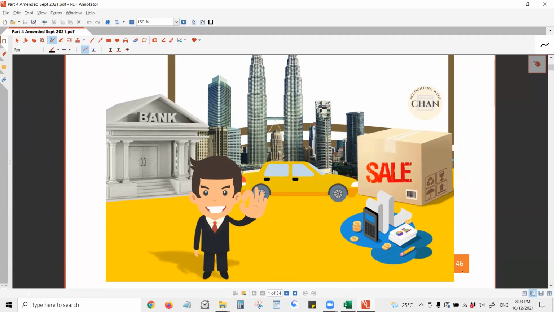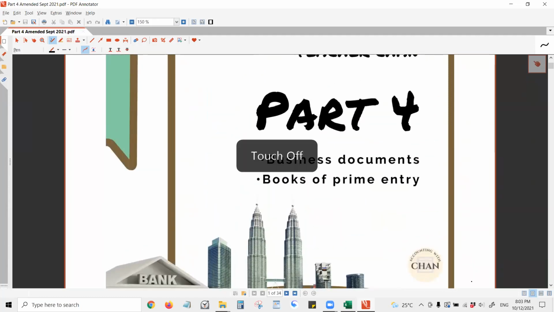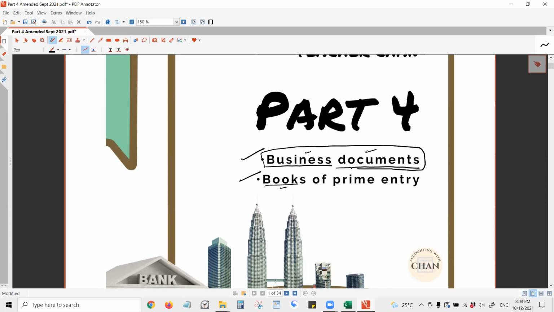So you can see on the cover page, this topic is about 2 things: business documents as well as book of primary entry. Okay, you are going to learn what are these 2. For sure you know what are documents. I believe the common words to you: business, document, books, right? So these 2 are the major things that you will learn in chapter 4. Okay, so let's see the first page.